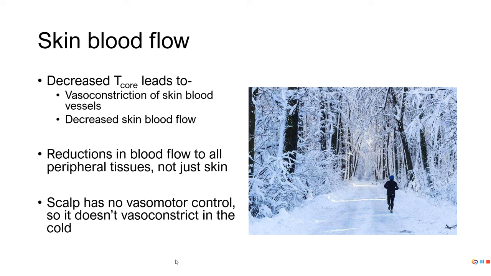What we mean by peripheral tissues is just think extremities, so kind of the outside. We're trying to prevent blood from going to the outside and keep it in the core. Now, your head doesn't have any vasomotor control. In other words, you don't really have the ability to constrict or dilate those blood vessels, and so your scalp doesn't vasoconstrict in the cold. And so you lose a lot of heat through your head.